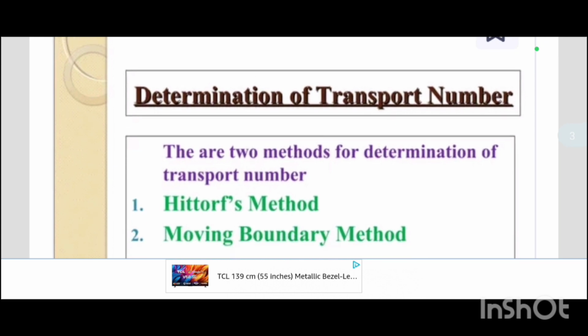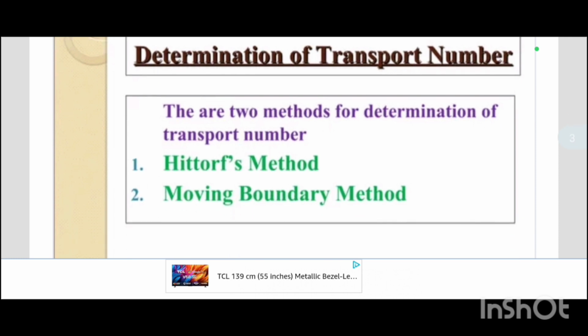The transport number can be determined in two ways. One is Hittorf's method, and the other is the moving boundary method. In this session, we discuss the moving boundary method.